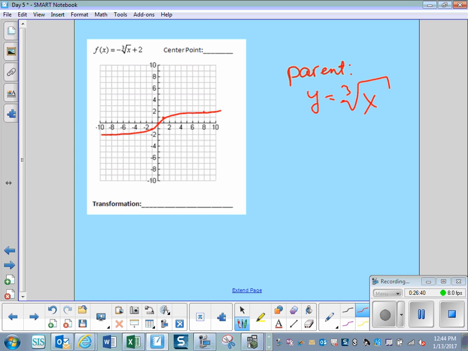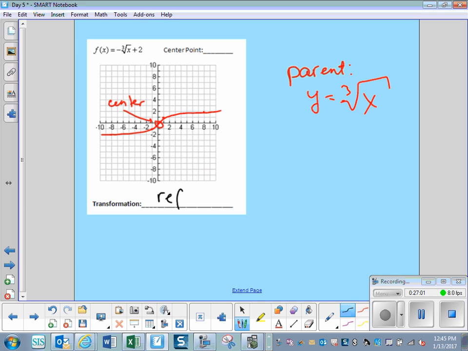This is my parent function, right? What was the center of my parent function? 0, 0. So this is my center, right? Okay. So what are the transformations that we see here in this formula? Lillian, what are my transformations?